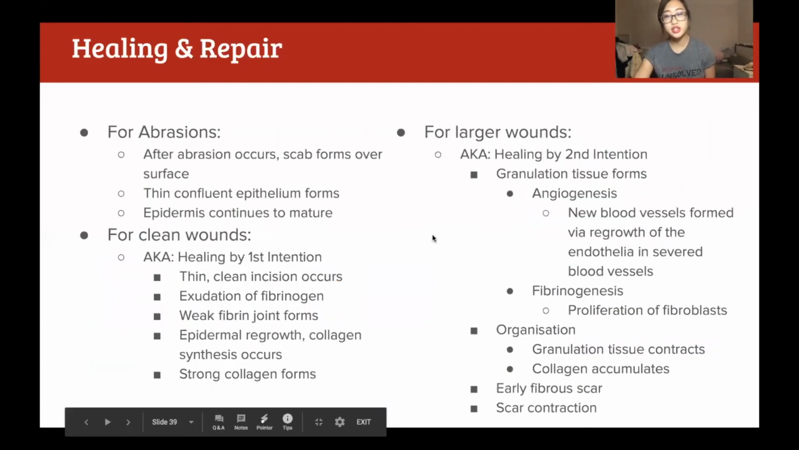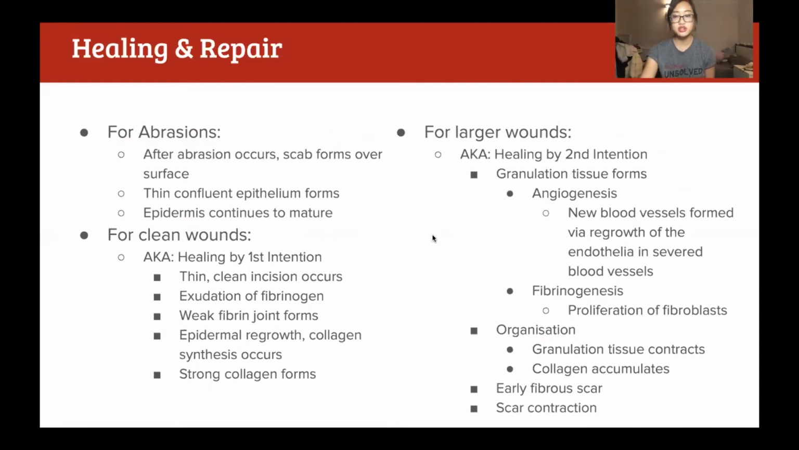So how do we heal different tissue types? There are different kinds of wounds, and this is the part that I personally find really cool, just because I do enjoy learning about wound healing.